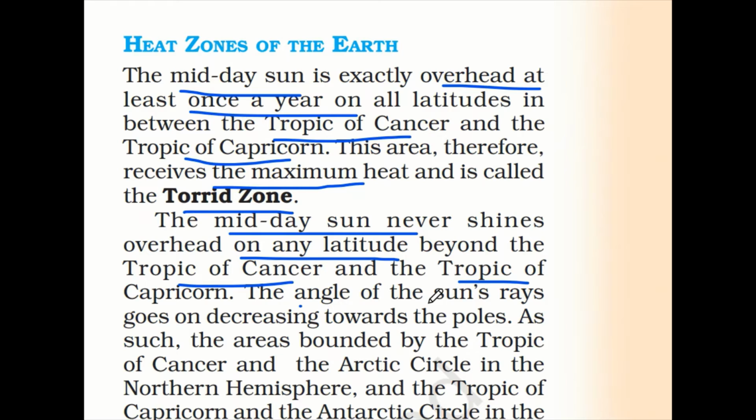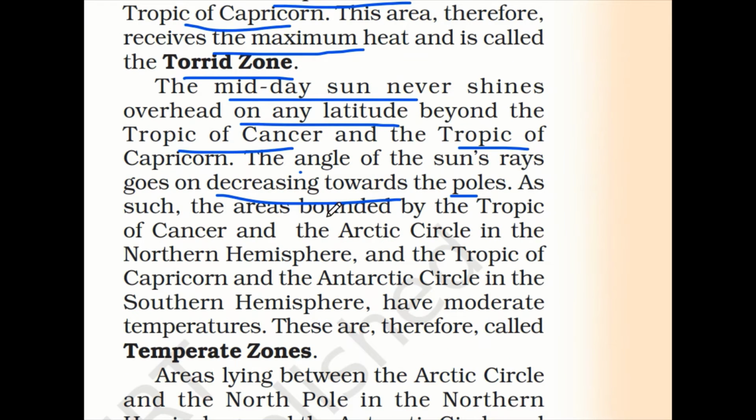The angle of sun's rays goes on decreasing towards the poles. As such, the areas bounded by Tropic of Cancer and Arctic Circle in the northern hemisphere, and Tropic of Capricorn and the Antarctic Circle in the southern hemisphere have moderate temperature. These are therefore called temperate zones. This region has moderate temperature.